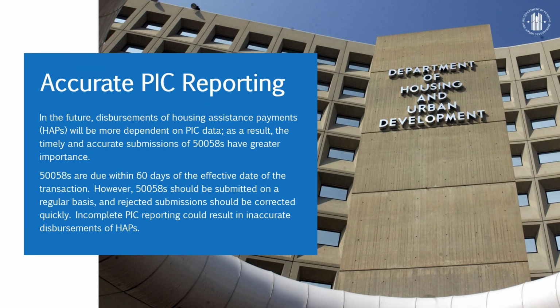In the future, disbursements of housing assistance payments, or HAPs, will be more dependent on PIC data. As a result, the timely and accurate submissions of 50058s have greater importance. 50058s are due within 60 days of the effective date of the transaction. However, 50058s should be submitted on a regular basis, and rejected submissions should be corrected quickly. Incomplete PIC reporting could result in inaccurate disbursements of HAPs.